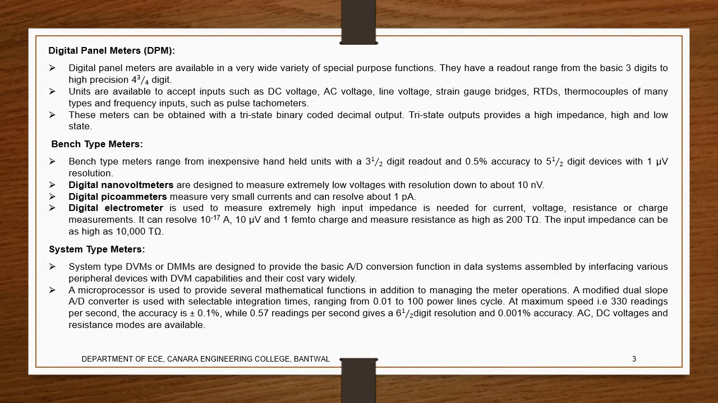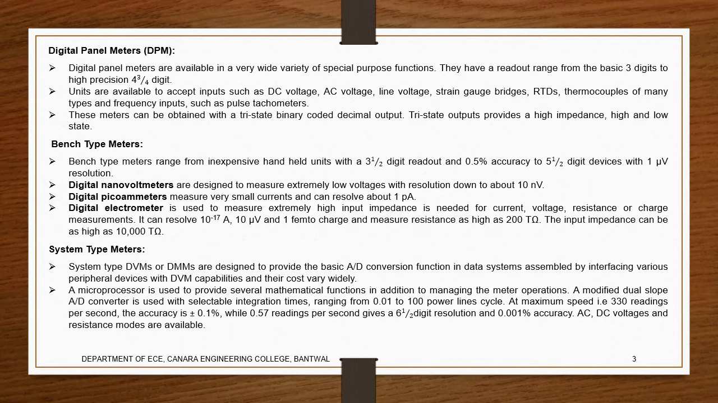Next one is the bench type meters. These bench type meters are usually inexpensive and usually hold units up to 3.5 digital readouts. And usually we have 0.5 accuracy up to 5.5 digital devices with 1 microvolt resolution. What is that 1 microvolt? It's a very small response which can be captured. Even a slight change can be captured.